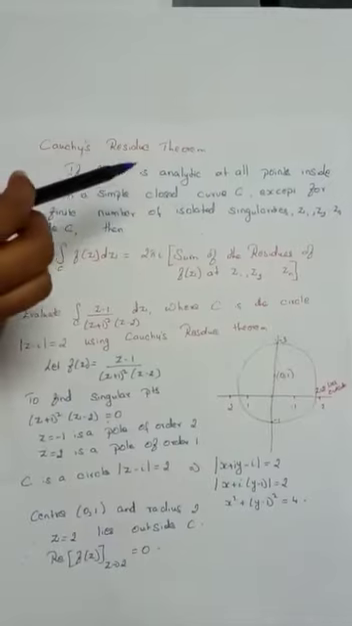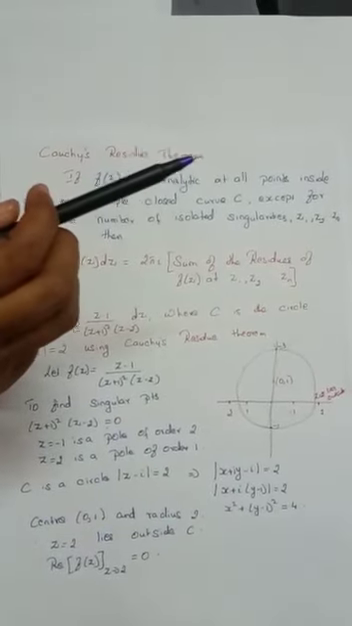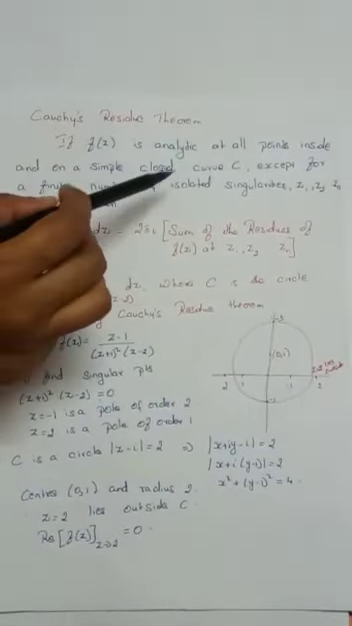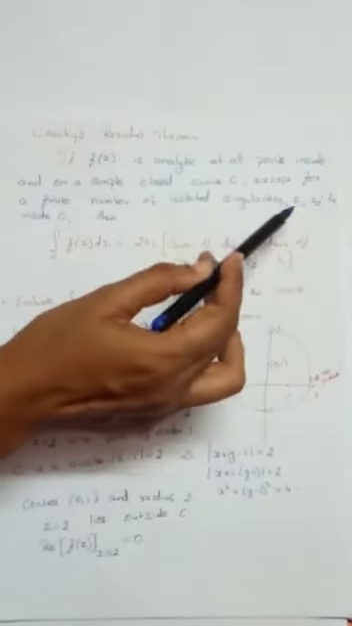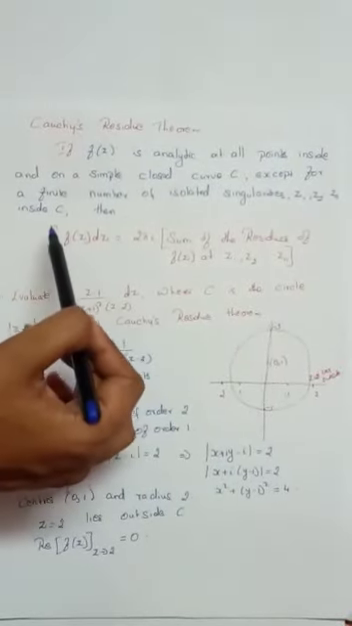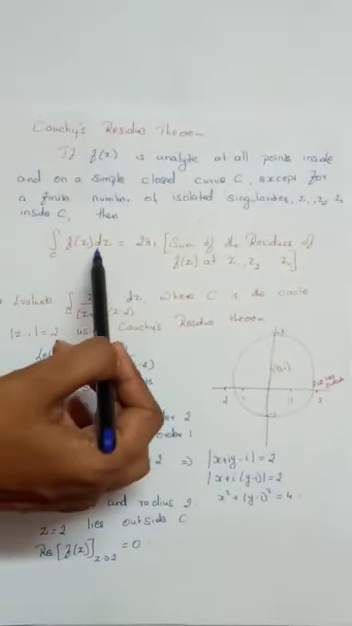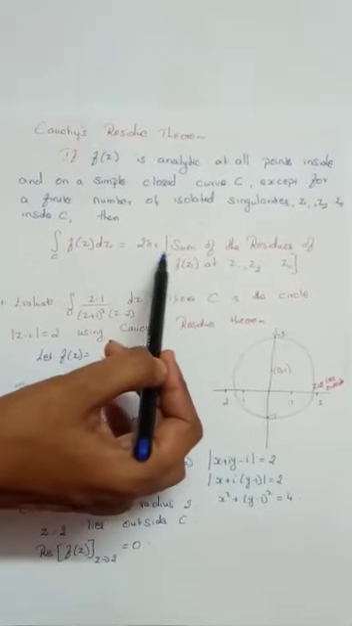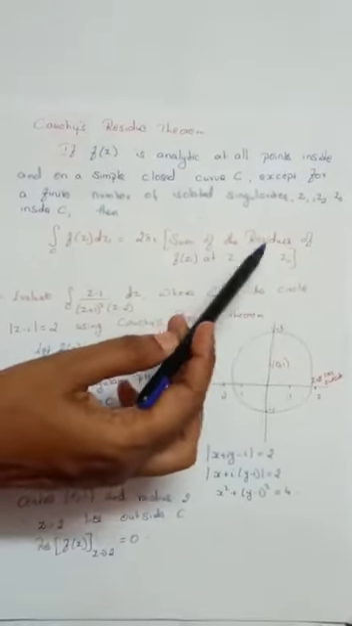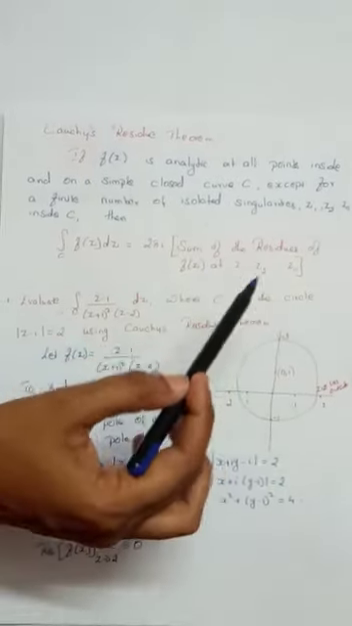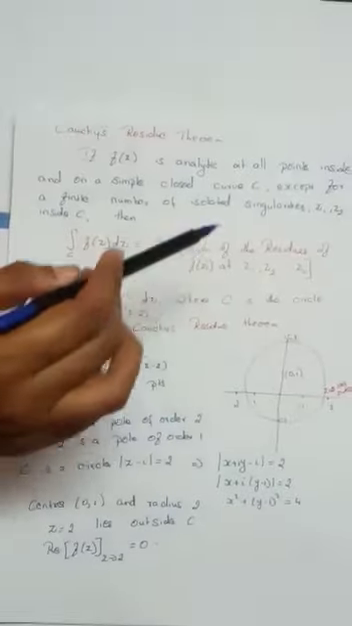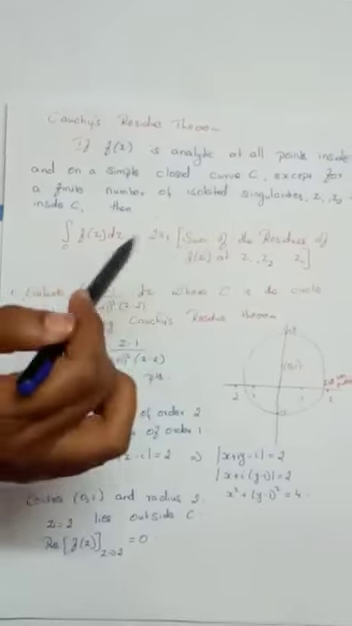If f of z is analytic at all the points inside and on a simple closed curve C, except at some isolated singularities z1, z2, etc., zn, then by Cauchy residue theorem, the integral over C of f of z dz is equal to 2 pi i times the sum of residues of f of z at z1, z2, etc., zn.